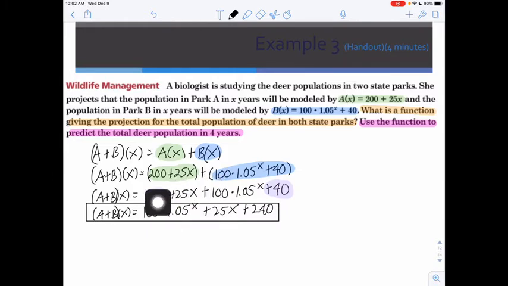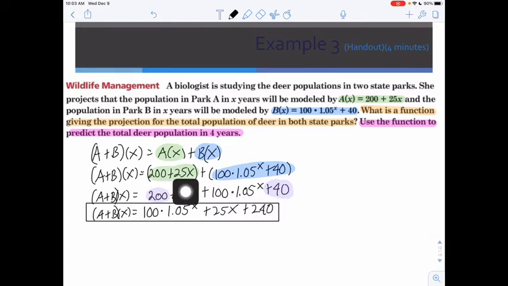Since we're adding, we can go ahead and get rid of the parentheses, and now we want to look for some like terms. Notice we have a 200 that's all by itself, that's just a constant, and we have a 40 all by itself, which is also just a constant. I know this 100 may look like it's a constant, but notice it's got times 1.05 to the x. So this entire piece right here is actually one term. So the 100 is not a constant. It's saying we have 100 of these 1.05 to the x powers. So this is one big term. We can't combine it with the 200 and the 40.